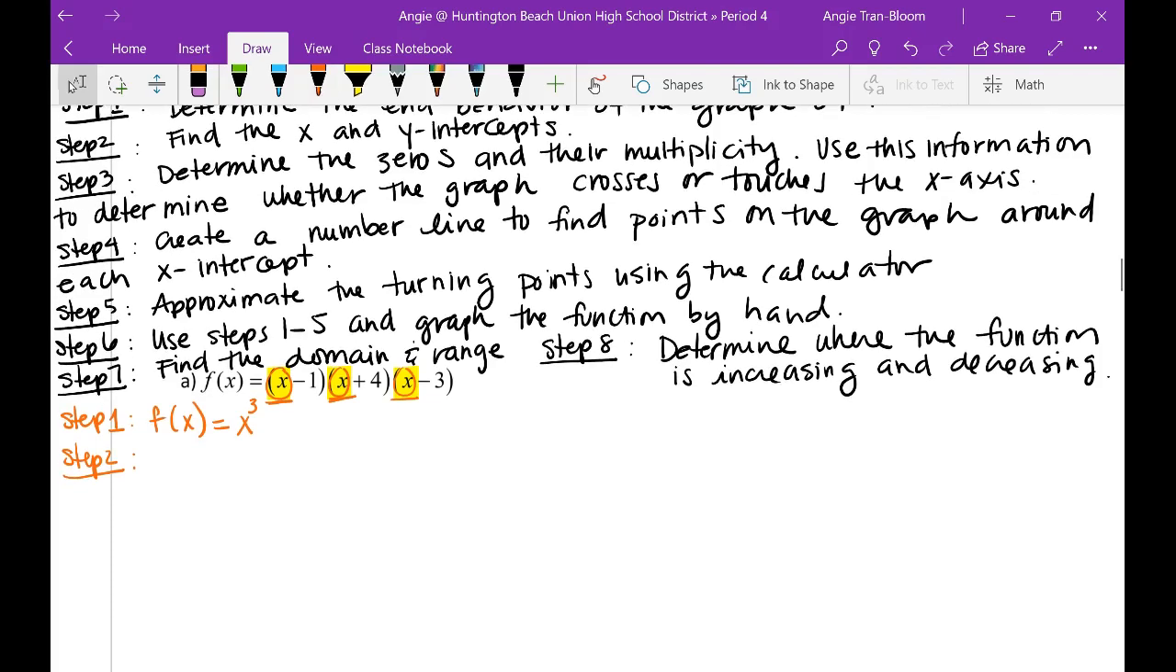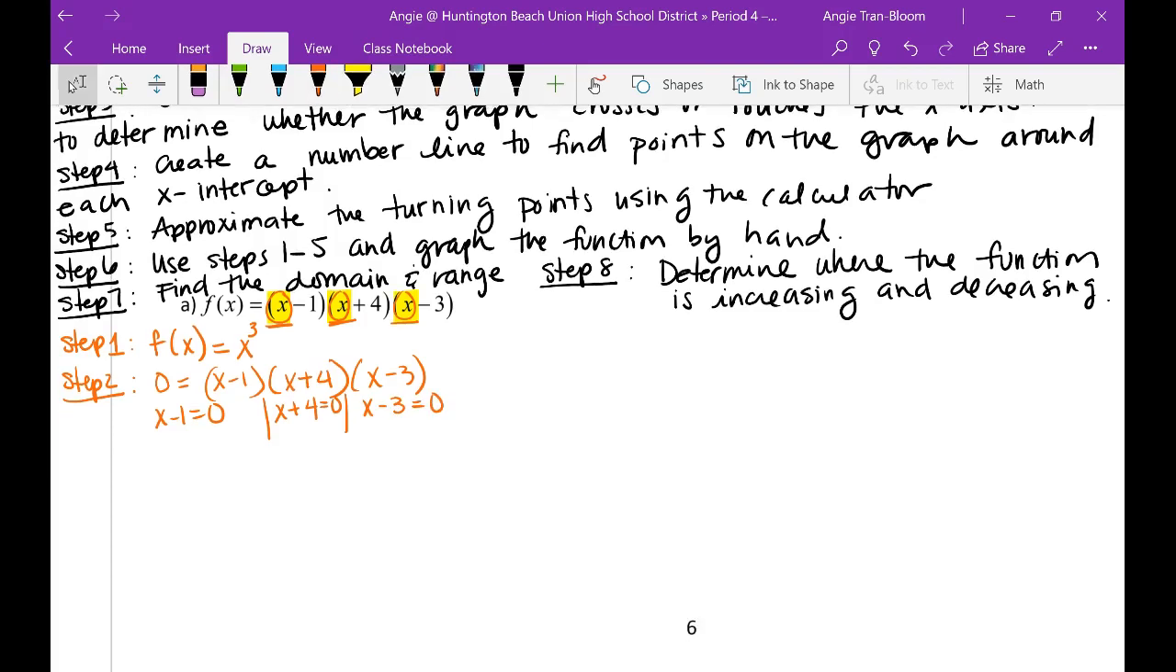Step 2, find the x- and y-intercepts. The x-intercept is when y equals 0. So 0 equals x minus 1 times x plus 4 times x minus 3. These are already factors, so I just set each factor equal to 0. The x-intercept is exactly the same as finding the real zeros. If I add 1 to both sides, my first x-intercept is x equals 1. When I subtract 4 from both sides, my second x-intercept is x equals negative 4. And my third x-intercept is x equals 3.